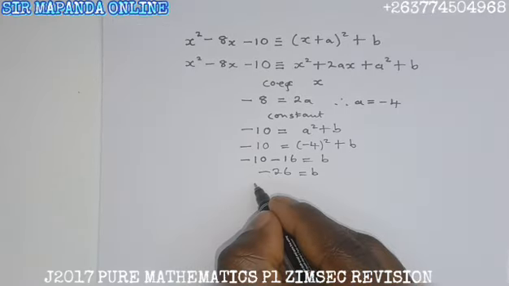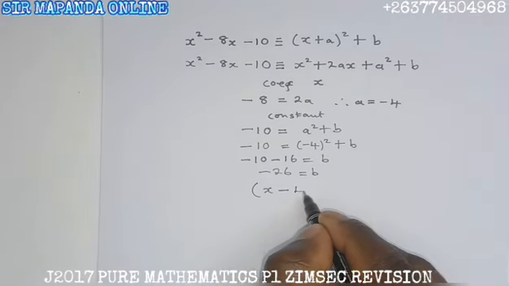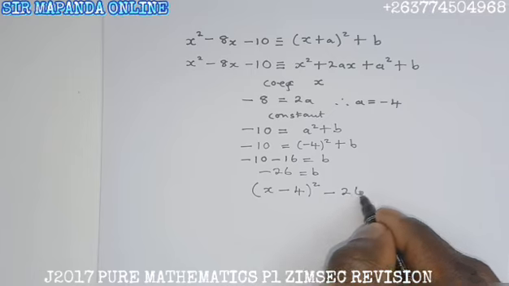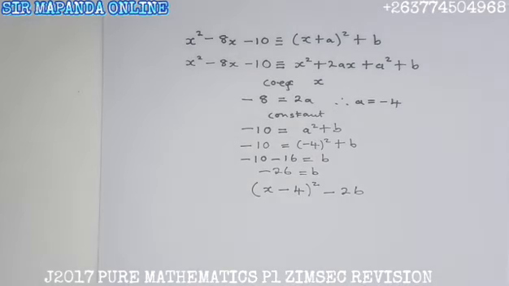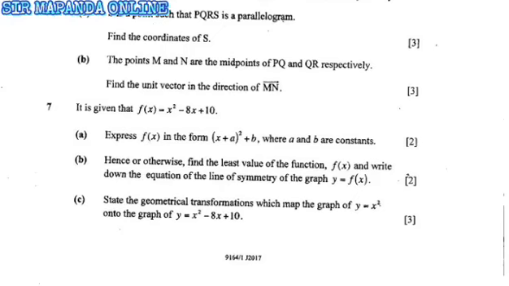So your final answer is, a is minus 4, so you write (x minus 4) squared. Then b is minus 26. Then you are home and dry. Right? Or you can complete the square. We move on to part B.